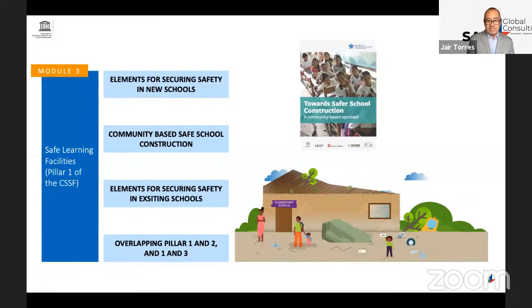On module number 3, we're going to be discussing pillar 1 of the CSF. So we're going to see what the elements for securing school safety are, what some approaches for community-based work are, and what the different elements are that need to be in place for securing safety in existing schools. And we're going to see the connections between pillar 1 and the other 2 pillars of the CSF, with disaster risk management and with disaster risk reduction education.